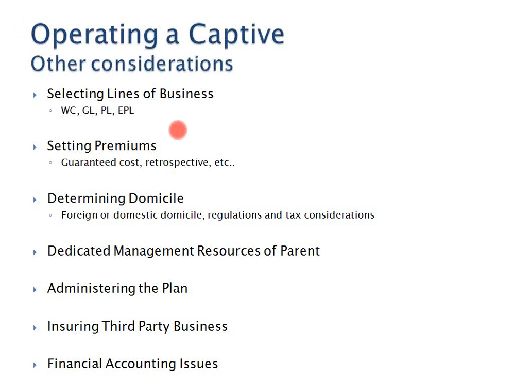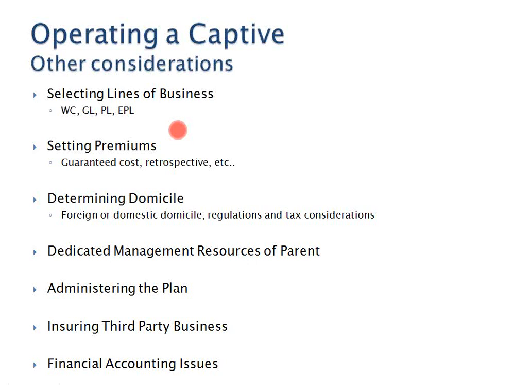So the other aspect is setting premiums. When we talk about setting premiums, are we going to do a guaranteed cost, a retrospective? What kind of insurance program are we going to set up for these different lines of coverage? And then based upon those two other factors, we need to make a determination of domicile. We can either do a foreign or domestic domicile, and we need to put considerations on there, the regulations and tax considerations.